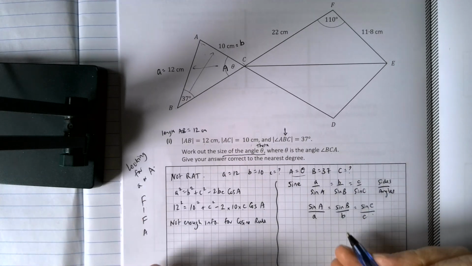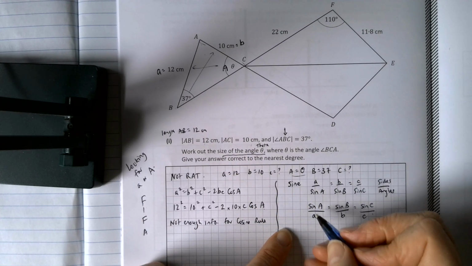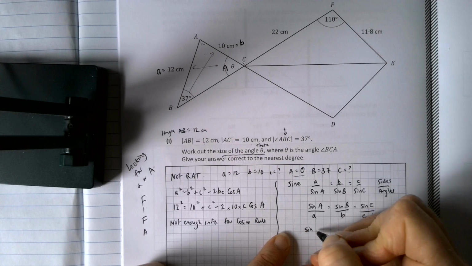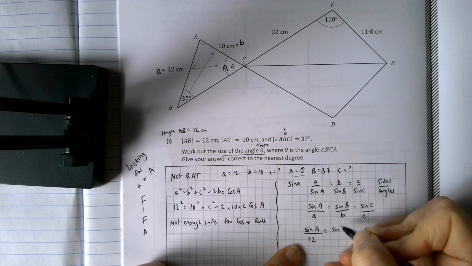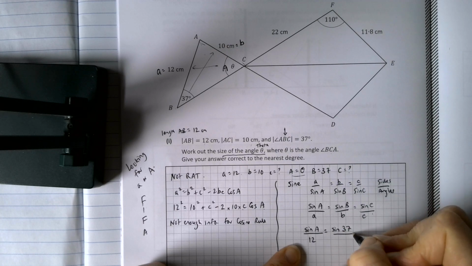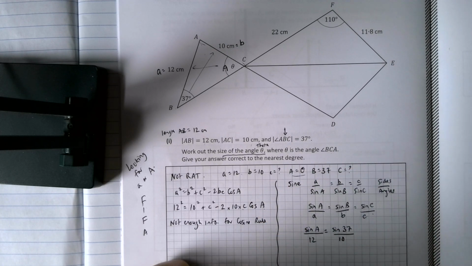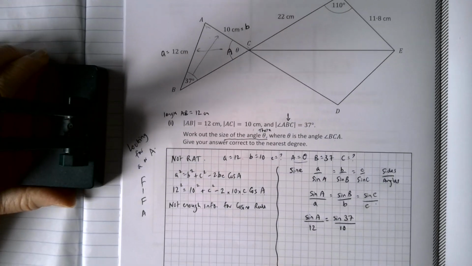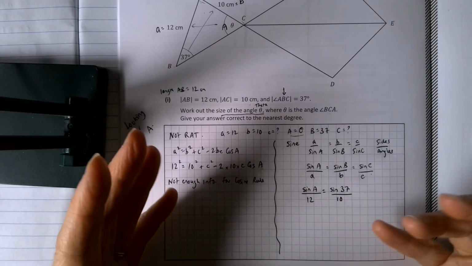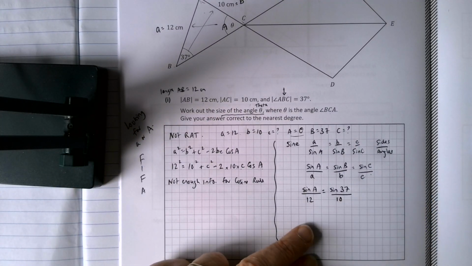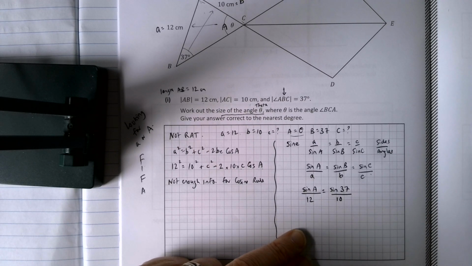Okay, so here's our information. Sine A, which is what I'm looking for, sine A over 12 is equal to sine B, which is sine 37, over b, which is 10. Okay, now this is nasty, and the reason everybody thinks this is nasty is because of the fractions. I get it, I understand it. So let's see, what can we do to make it look a little bit less nasty? Two different ways at least that we could do it.